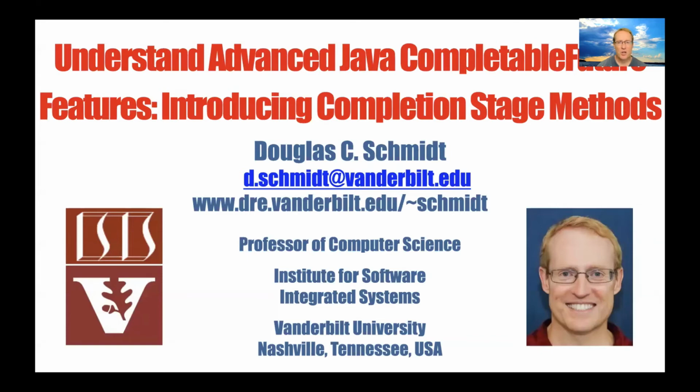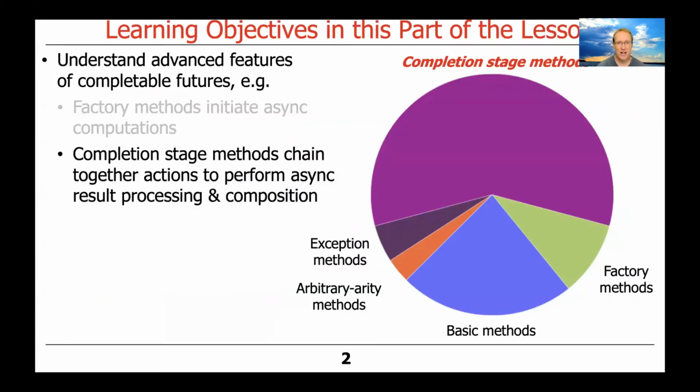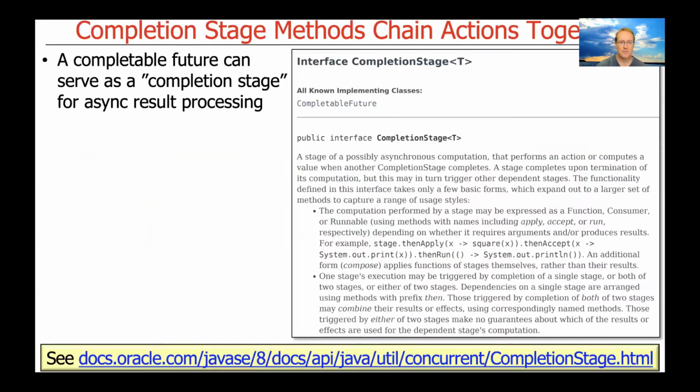So what we're going to do now is start talking about the next category of API method groupings in the Completable Futures framework, and this is the completion stage method category. As you can see from this pie chart, that represents the bulk of the methods in Completable Futures. Completion stage methods chain together dependent actions that are used to perform async result processing, and at least some of them can also be used to perform simple types of composition. There are other, more powerful types of composition provided by arbitrary arity methods, as we'll talk about later.